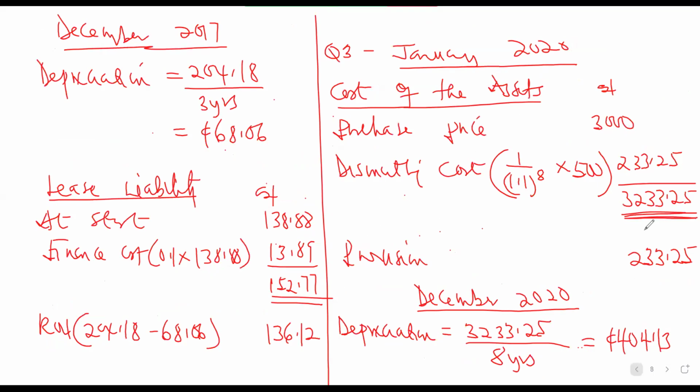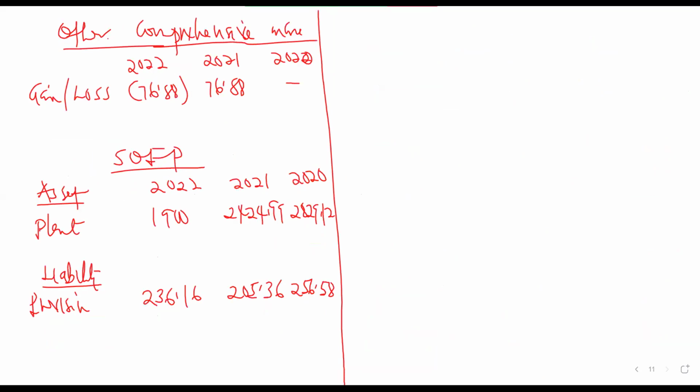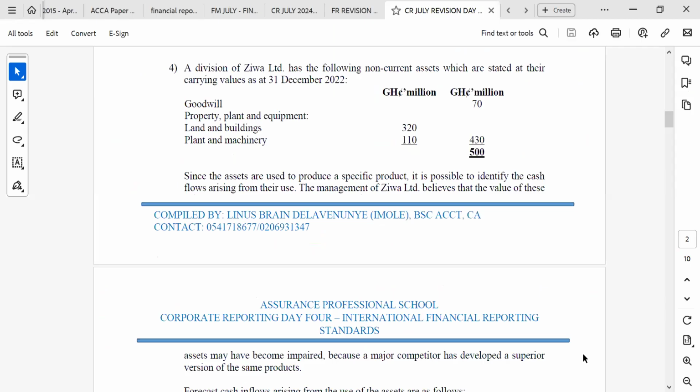So you can just find the difference between the one that you are getting there and get your finance cost without calculating the finance cost yourself. That is also another way of doing that. You just have to be creative in the exam hall so that you don't have to waste your time.